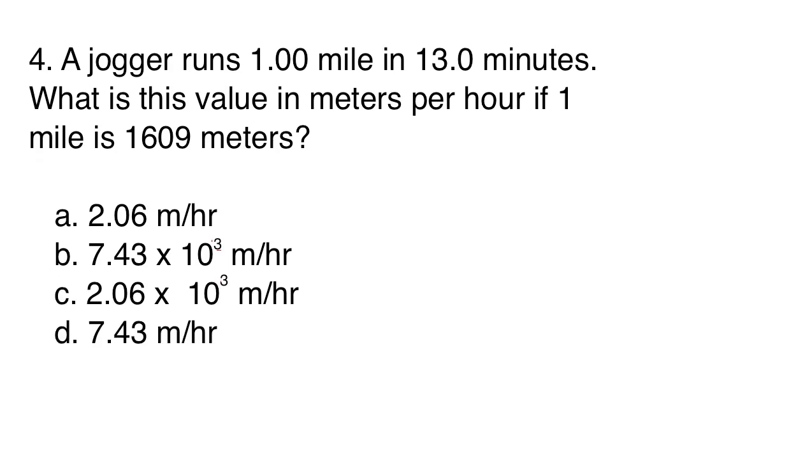4. A jogger runs 1 mile in 13 minutes. What is this value in meters per hour if 1 mile is 1,609 meters? So let's get ready to set this one up. We would say that 1.00 miles, which I'll abbreviate with MI, is going to be accomplished by the runner in 13.0 minutes.